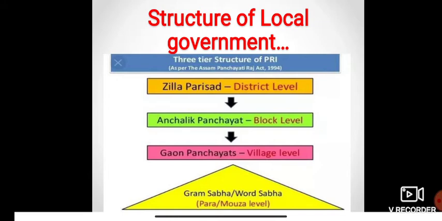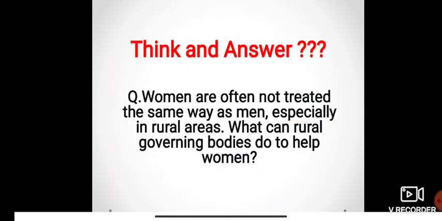Now it's time for you to think and answer. This is work for you. Women are often not treated the same way as men, especially in rural areas. In other words, in rural areas women don't get equal opportunities to that of men. So what can rural governing bodies do to help women?